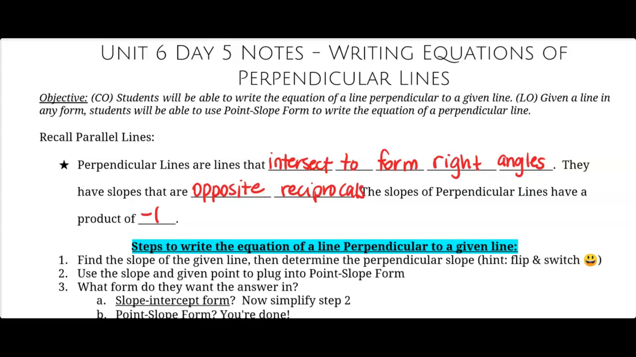So this is Unit 6, Day 5, Writing Equations of Perpendicular Lines. And our objectives are to be able to write the equation of a line perpendicular to a given line. And again, we'll use point-slope form to do that.